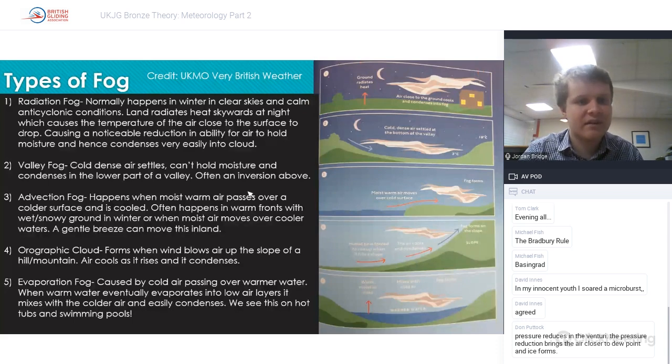Whilst with other types, I mean valley fog, as you can see here, the cold dense air has settled at the bottom of the valley. It's cooled, and again we've got fog at lower levels, while higher up the hill potentially we've got less risk of fog, though this fog can lift in the morning and become low cloud and plague areas higher up. We see that at Lasham.